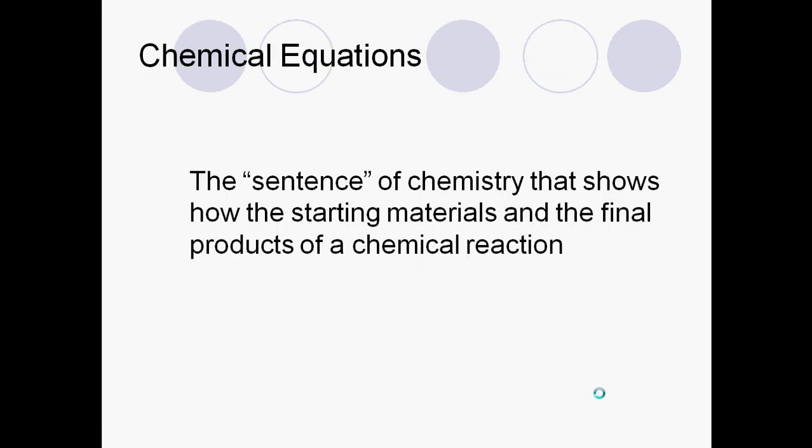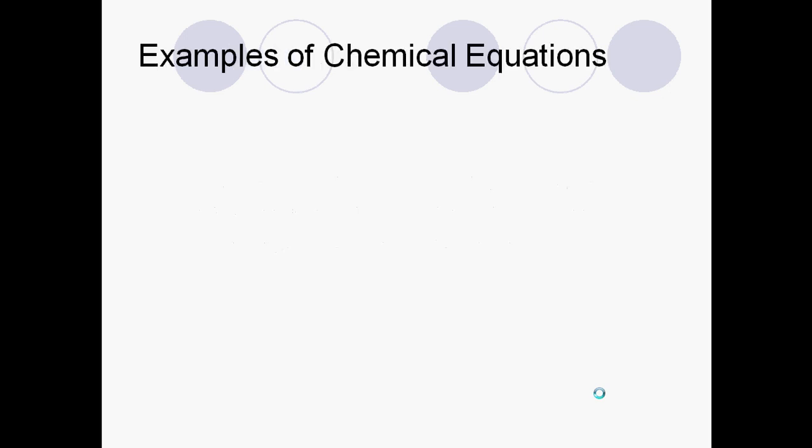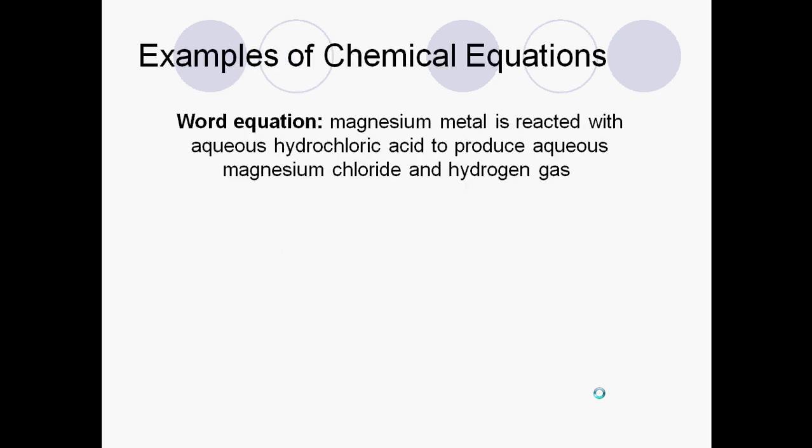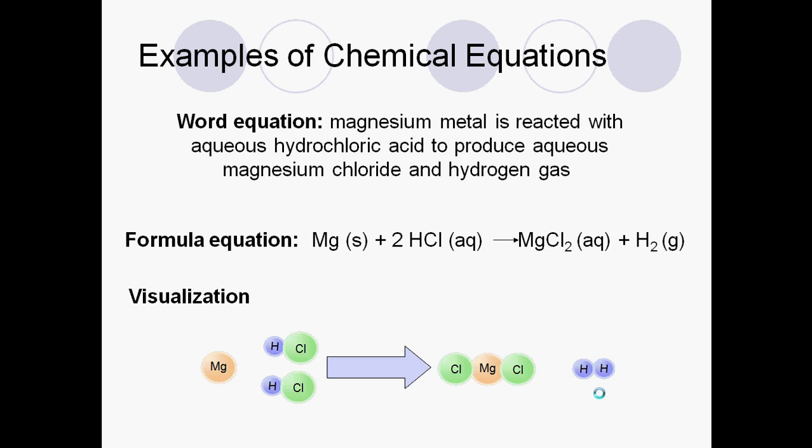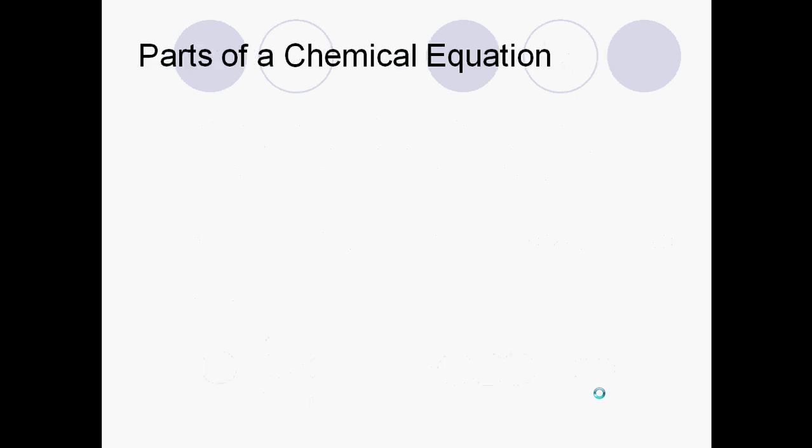Chemical equations are just sentences of chemistry. They show what we start with and what we end with. Some examples are word equations, which we'll be working with later. This is an example of a word equation. This is a formula equation. You can see that the words from the top equation have just been transferred into molecular formulas. And then there's also visualization, where we use drawings or diagrams to show a chemical equation.